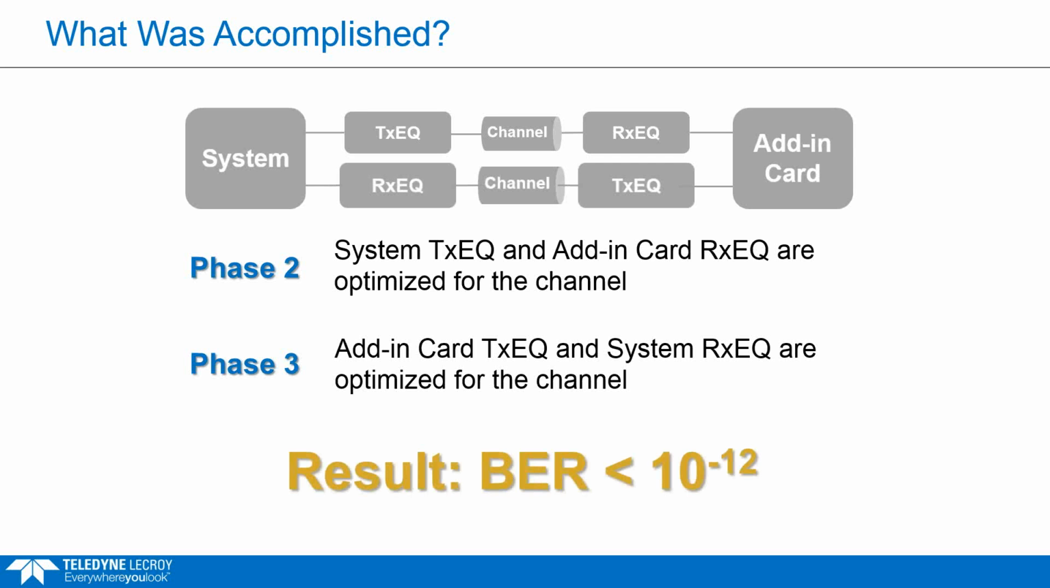But the end result, hopefully, is that we get a bit error rate of better than 10 to the minus 12. And this is going to ensure that we have a robust link where we're not going to have a lot of packet errors. We're not going to have a lot of retransmitting data. We're not going to retrain to a lower speed. And this is also one of the requirements for compliance for PCI Express.